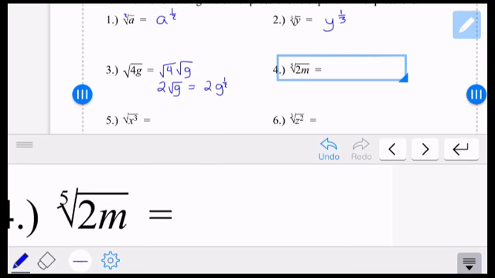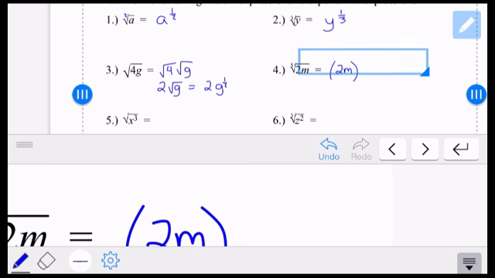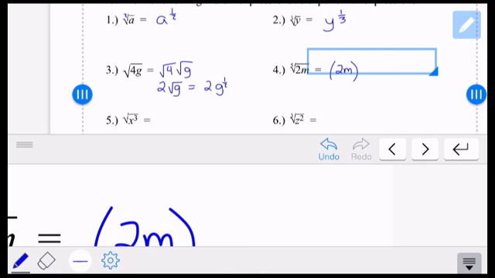All right, here. The 5th root of 2m. Well, none of those are going to simplify inside. The 2 doesn't, the m doesn't. So we're going to have to do the whole thing, 2m. Since that's both underneath the radical, we need to put parentheses around it. And then to the 1/5 power.